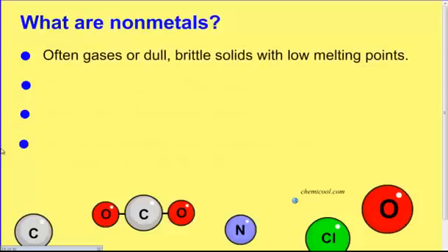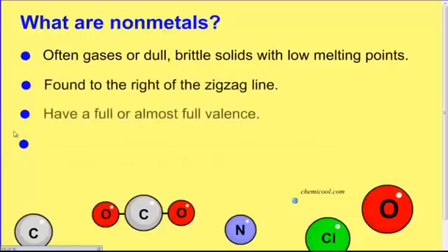Nonmetals are often gases. They're dull, brittle solids, and they have low melting points, meaning that if you were going to melt a nonmetal and a metal at the same time, the nonmetal would melt first because it has a lower melting point. They're found to the right of the zigzag. They have a pretty full or completely full valence, about 5, 6, 7, or 8 electrons. 8 would be a totally full valence.